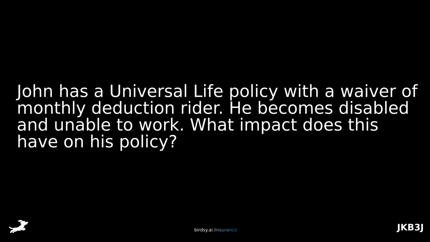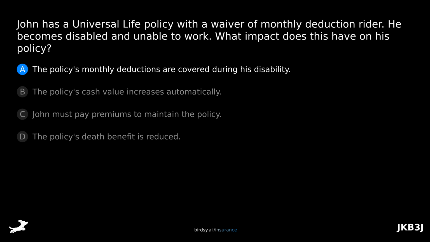John has a universal life policy with a waiver of monthly deduction rider. He becomes disabled and unable to work. What impact does this have on his policy? Is it A. the policy's monthly deductions are covered during his disability, B. the policy's cash value increases automatically, C. John must pay premiums to maintain the policy, or D. the policy's death benefit is reduced?